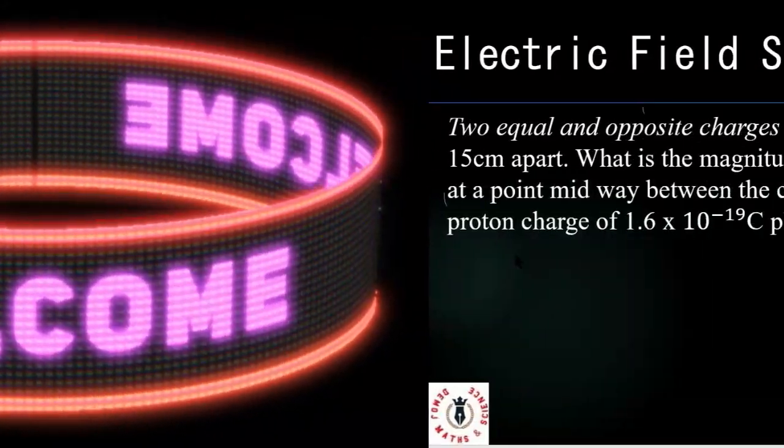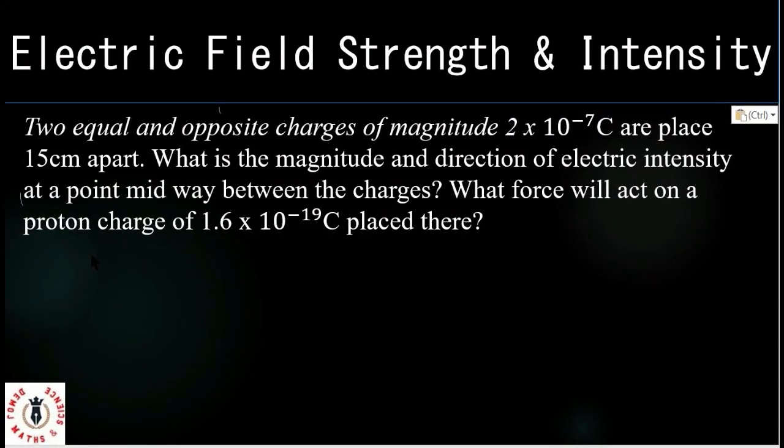Welcome back to class. We use this question to further understand how to work with electric field strength and intensity. The question says two equal and opposite charges of magnitude 2 times 10 raised to power minus 7 coulombs are placed 15 centimeters apart. What is the magnitude and direction of electric intensity at a point midway between the charges?